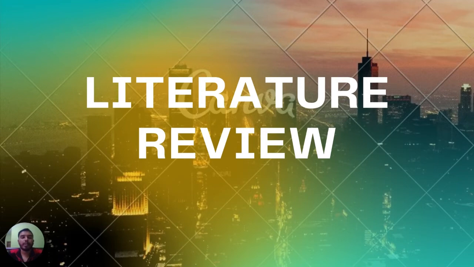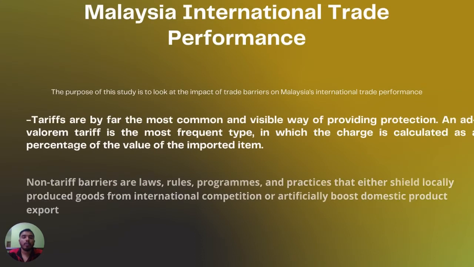Hi, my name is Praveen and my metric number is 255987. I would like to present about the literature review. Okay, the first point is Malaysia international trade performance.